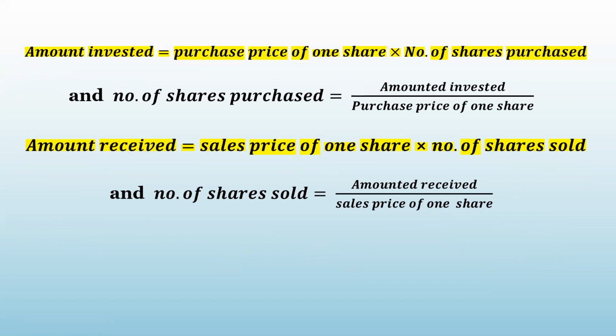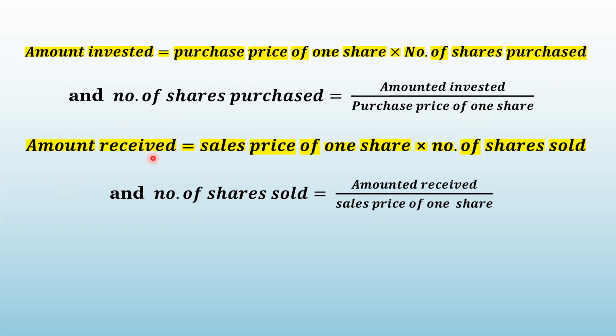Okay. Then, how to find out the amount invested? See, when you buy the shares, you invest your amount. So amount invested is purchase price of one share multiplied by number of shares. Similarly, how will you calculate the number of shares purchased? When you are purchasing, that means you are investing the amount. So it is amount invested divided by purchase price of one share.